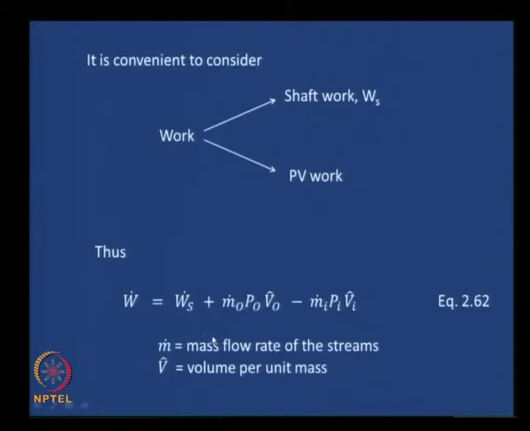Let me state this again, m dot is the mass flow rate of the streams and V hat is the volume per unit mass. It is nice to have this in a complete form here, as this is the first time we are introducing these things.